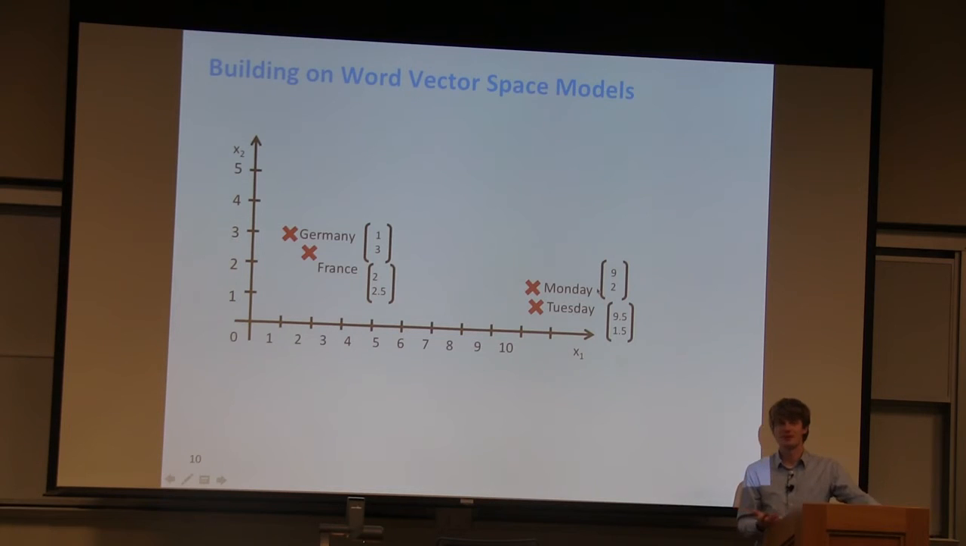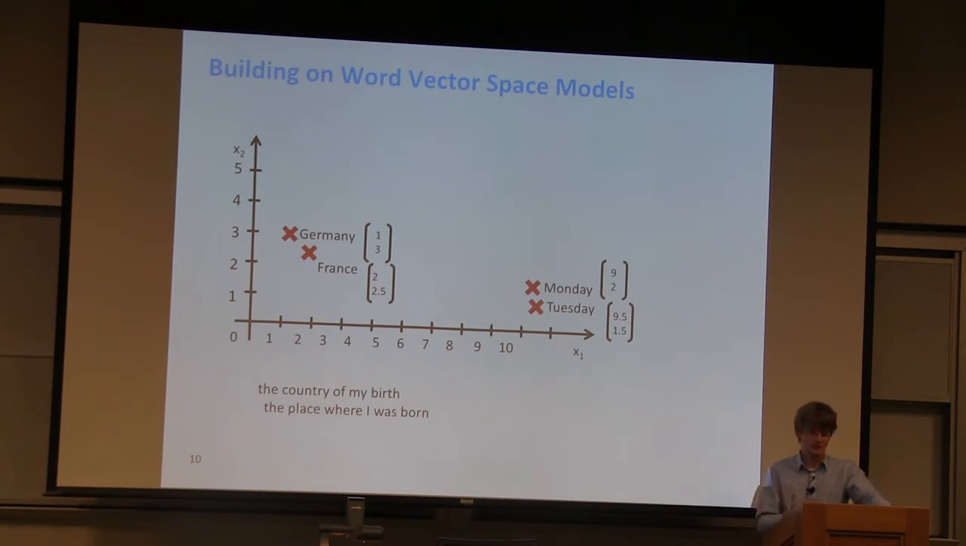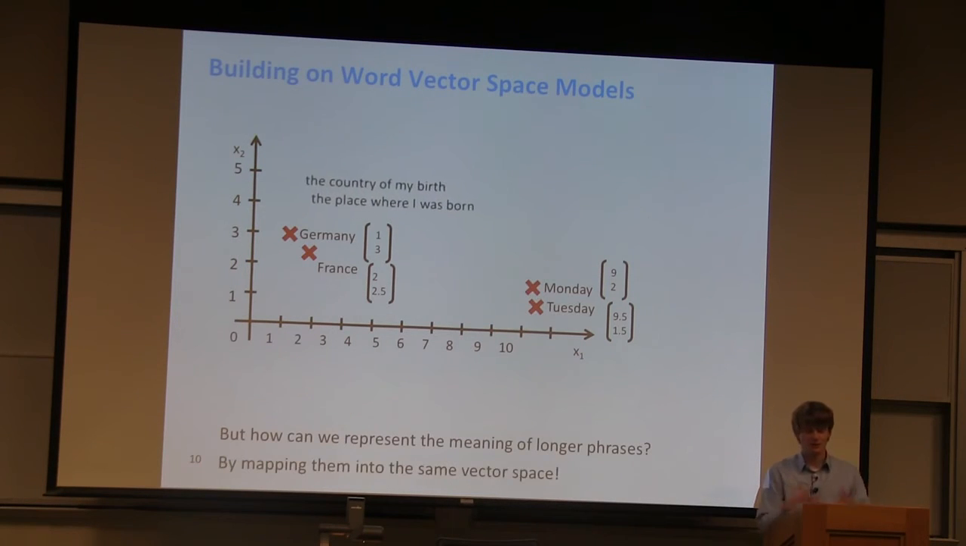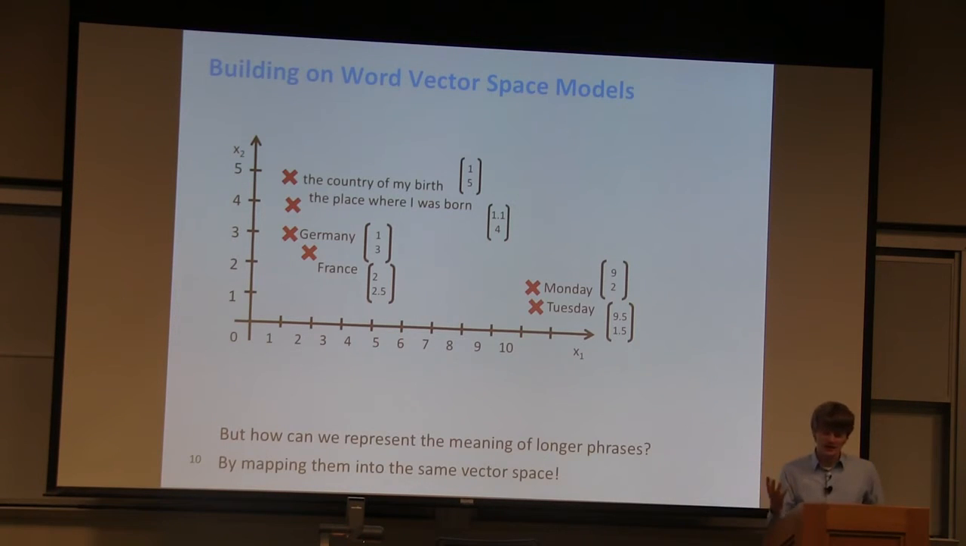of Monday, for instance. Now, of course, words never appear in isolation, and the question is, how do we represent longer phrases, like the country of my birth or the place where I was born? How should we represent the meaning of these longer phrases? Not all the context of everything we've read so far, but that phrase in isolation. The simple answer can be, we also just want to map them into that same vector space that we had the words in. And ideally, they will now also capture syntactic and semantic information.